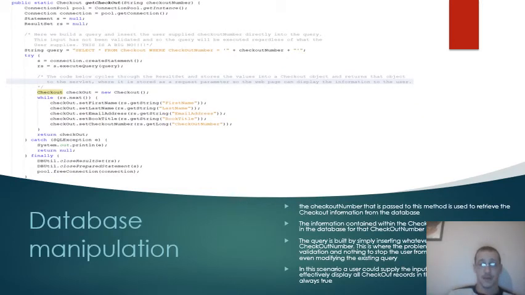Alright, so this one is the database manipulation class. Here you can see this is what happens when a book is checked out. So here we're building the query at the top, and we're directly inserting the checkout number. This is a big no. This is exactly how SQL attacks happen.